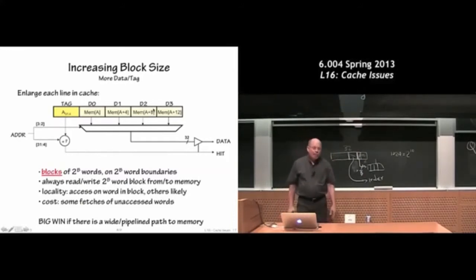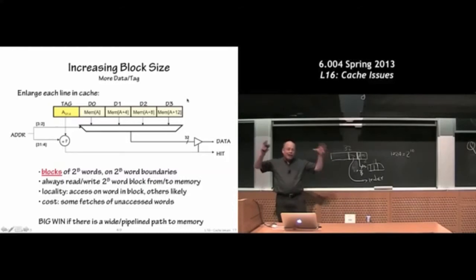Yes? I'm not sure I understand what exactly the blocking is. The blocking is basically saying instead of having only 1 data word for the tag, I'm going to have 4 or 8 or 16 data words per tag. The tag is still identifying the address of each of those locations. It's just that it's identifying the address of a block of, in this case, 4 locations.